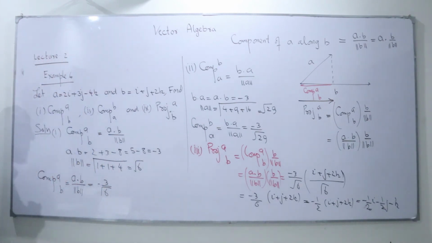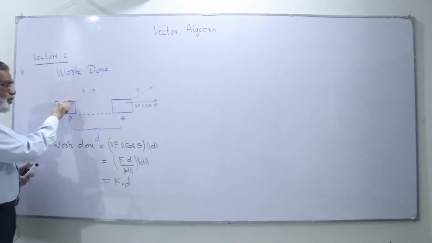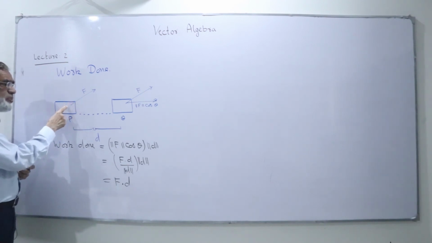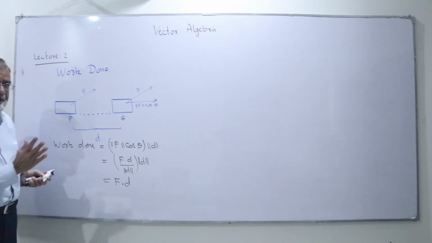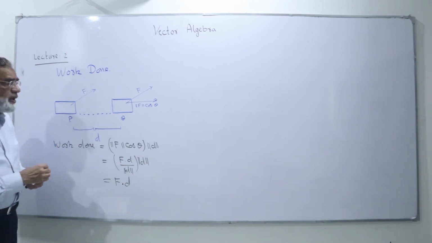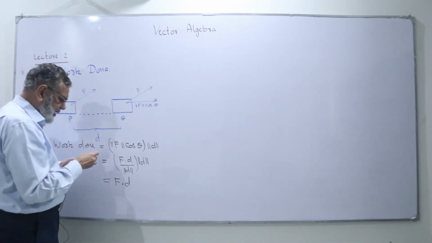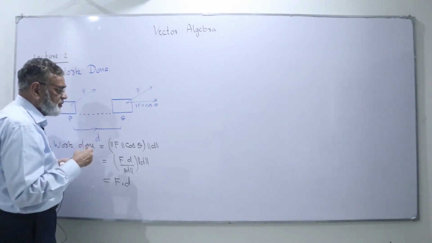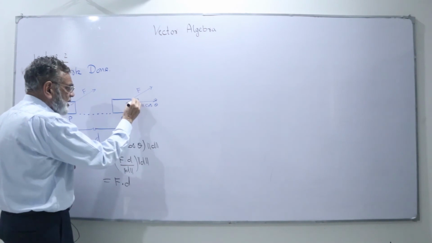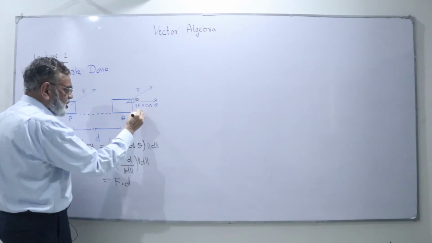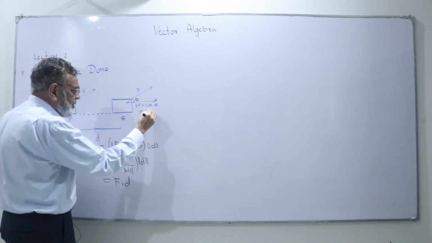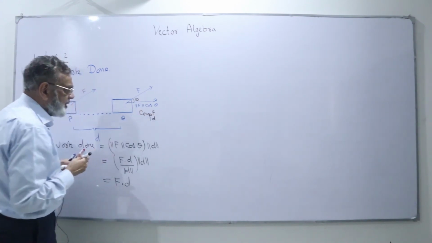We have seen 3 things: we find the component of A along B, the component of B along A, and the projection of A along B. Now we have a block, and we apply force F to displace this block from point P to point Q. So we say the displacement is D, and D is a vector. Displacement is a vector. Distance is a scalar. When you find the component of this, if F is making an angle theta with the direction of displacement, in the horizontal direction, this will be F cosine theta.